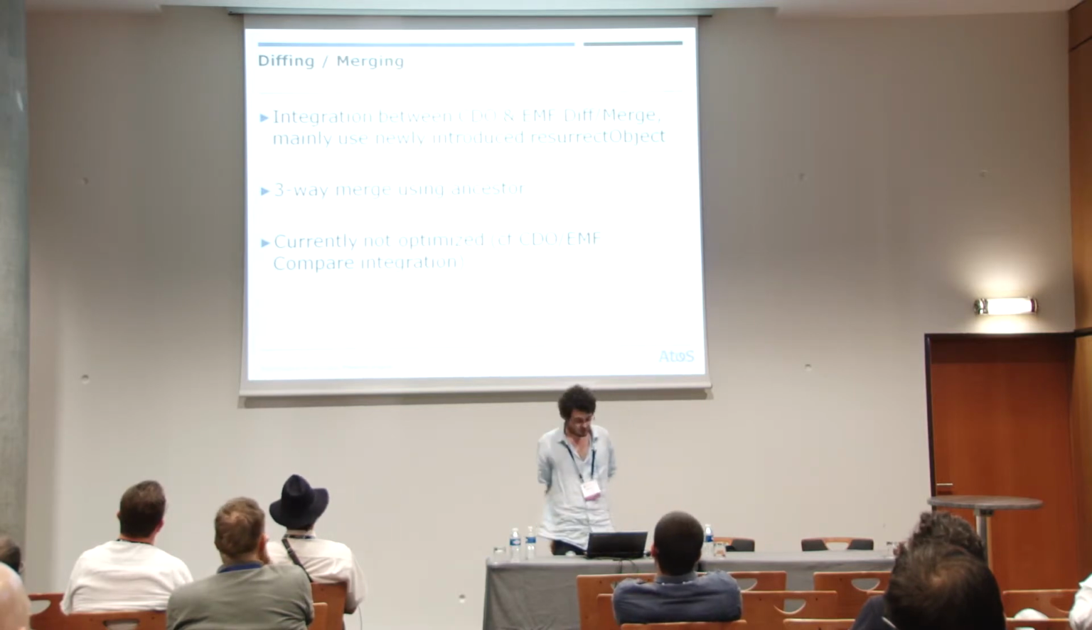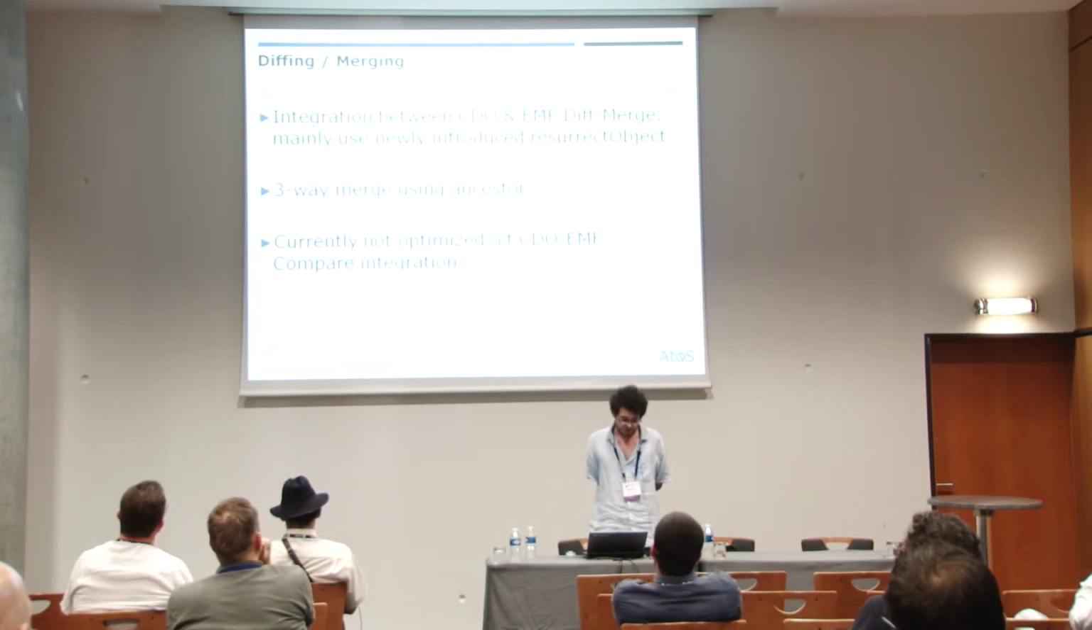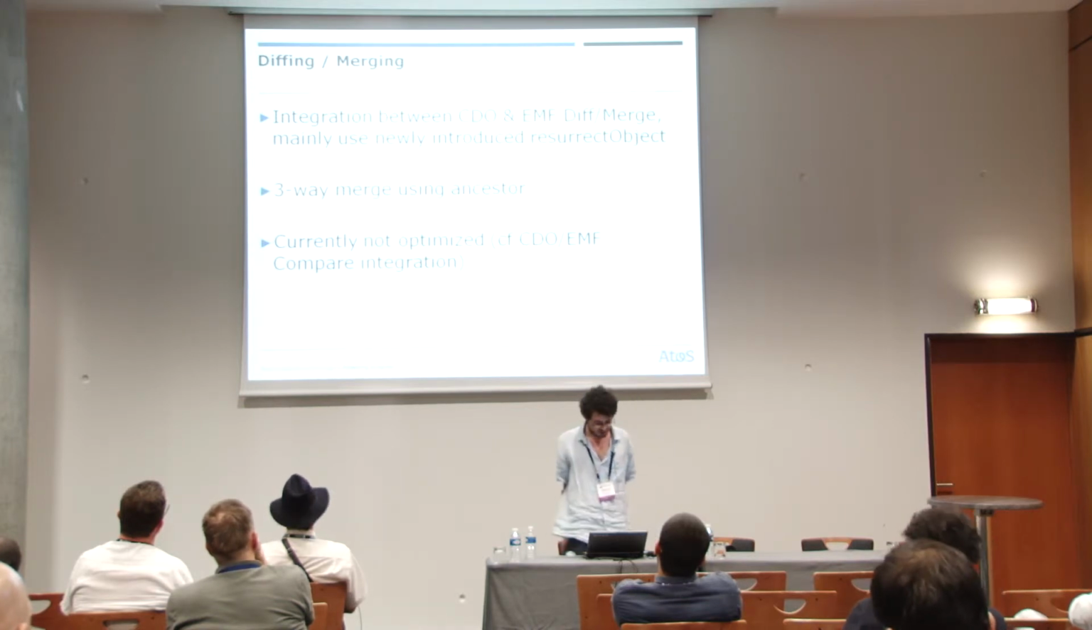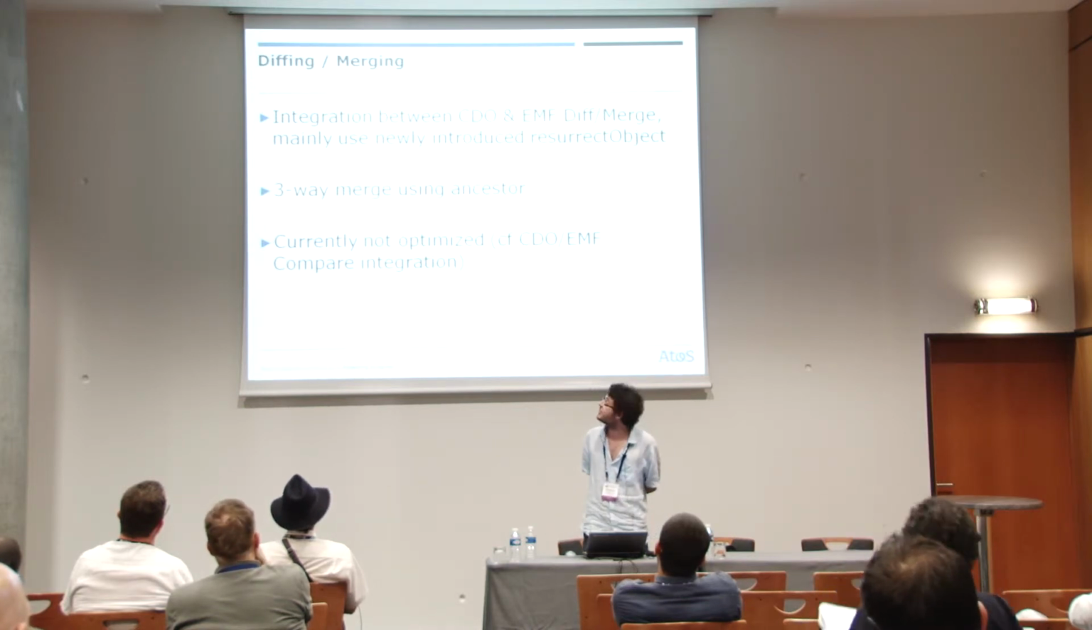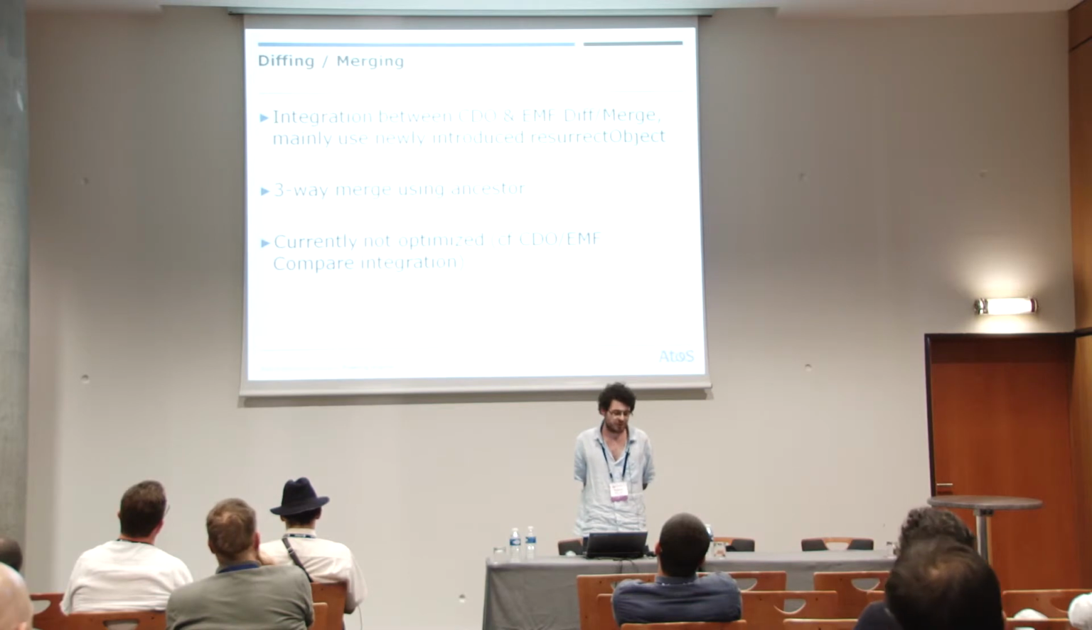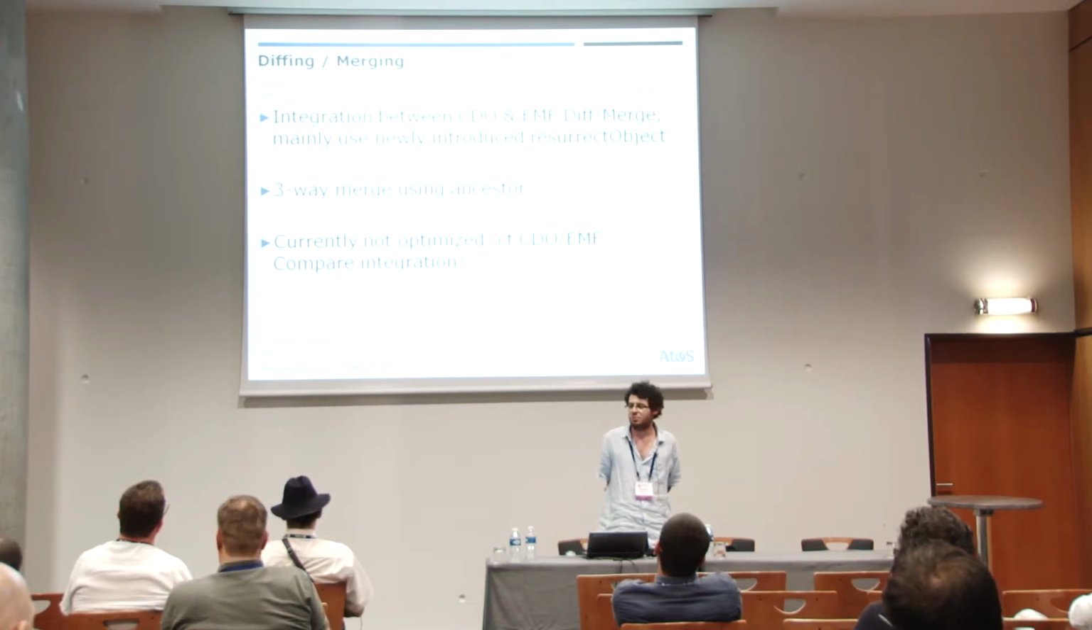Okay. So we chose to use EMF Diff/Merge as the engine to handle diff and merging. The main integration point was to use the newly introduced resurrect object to set the IDs. Since CDO provides a way to retrieve a common ancestor of two different variants of the model, we use it. It helps the differ to do a merge when there are conflicts.